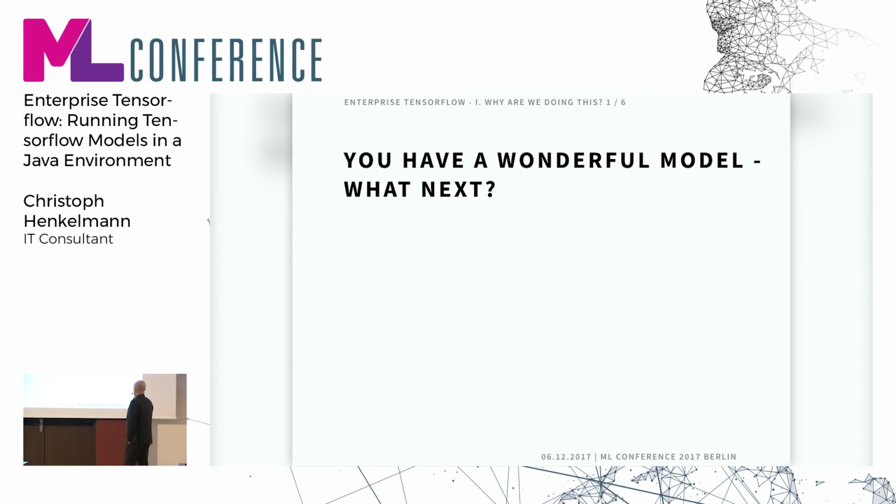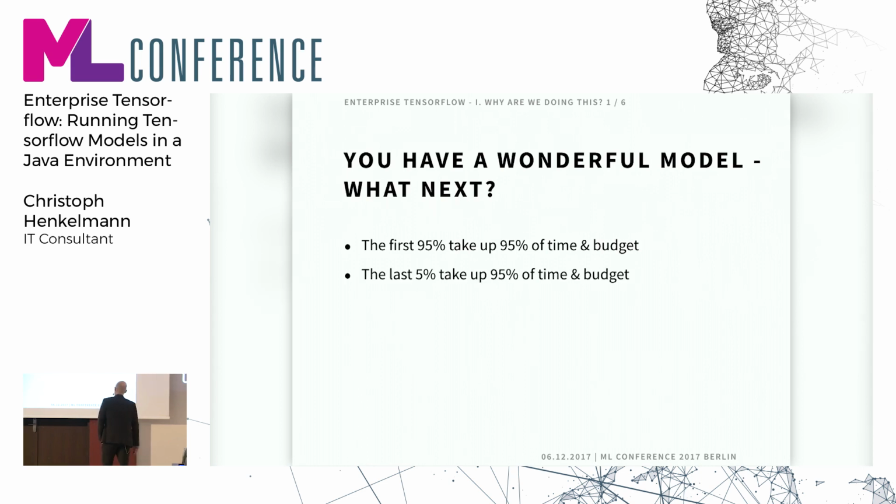Why are we doing this? Part 1, you have a wonderful model. What happens next? We know the first 95% of development take up 95% of time and budget, and the next 5% take 95% of time and budget. The aim of this talk is maybe to reduce this to like 50 or 75%.